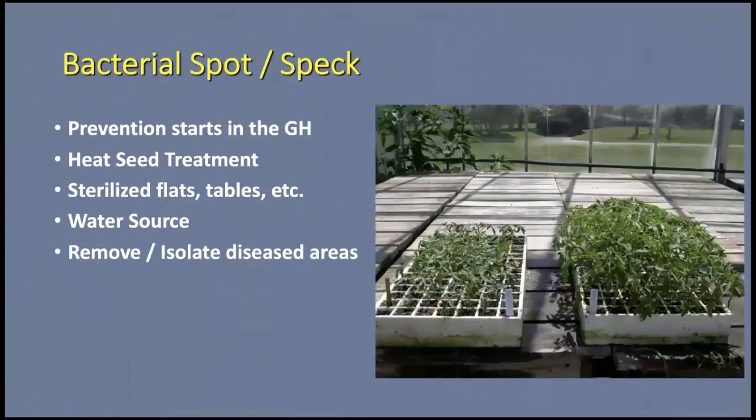Prevention really starts in the greenhouse and making sure that you get certified seed. A lot of times bacterial spot and speck infections actually begin right in the transplant production phase. And then you take that out to the field where it just proliferates. So making sure that you do a good job of cleaning your greenhouse, getting certified transplants or seed is important.